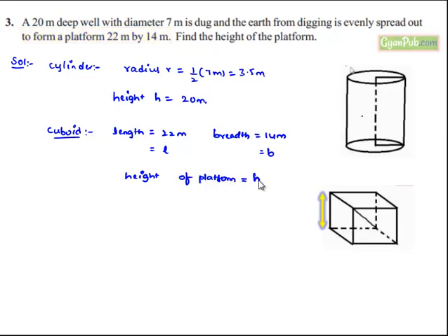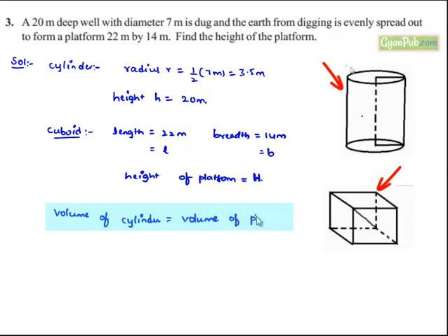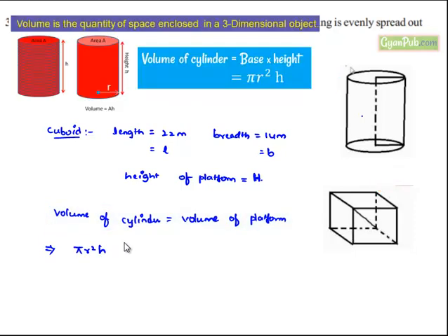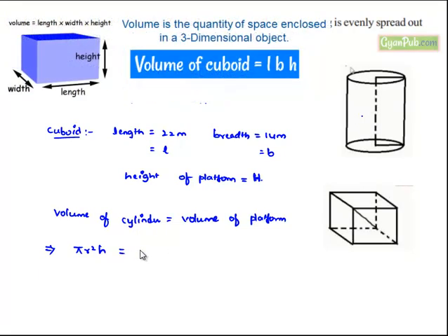Let it be h. Now, as the mud taken from the dug well is used to form the cuboid, we can say that the volume of the well, that is the cylinder here, is equal to the volume of the platform. Which implies the volume of the cylinder, pi r square h, is equal to the volume of the platform, which is in the form of a cuboid, so it will be L B into h.